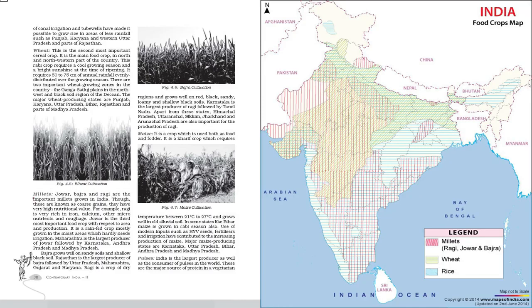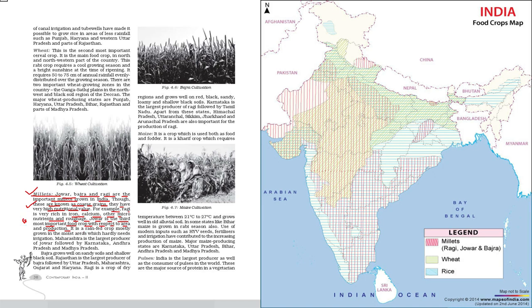Millets include a group of crops, that is jowar, bajra, ragi, which are the important millets grown in India. Though these are known as coarser grains, they have very high nutritional values. Because of these nutritional values, they are given due importance and used as a variety of food grains in our diet. For example, ragi is very rich in iron, calcium, other micronutrients and roughage. Jowar is third most important food crop with respect to area and production. Again, 1 mark question.